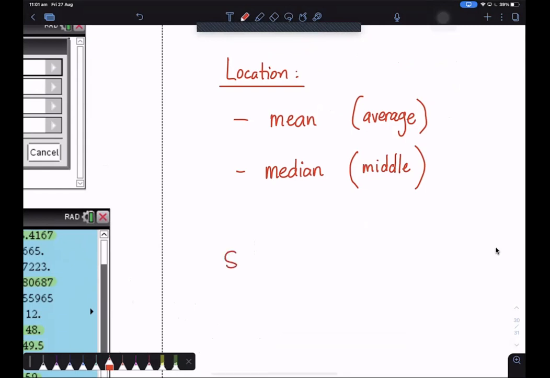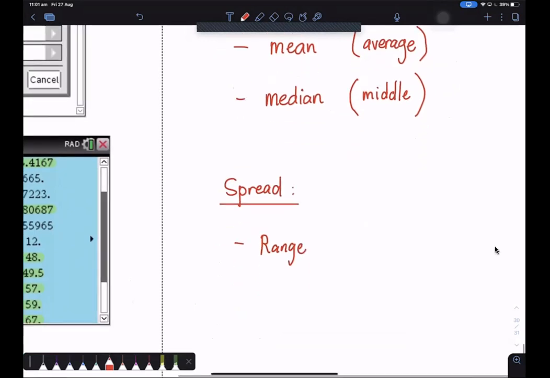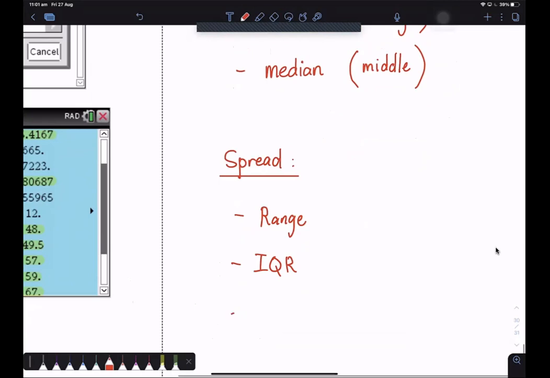I'll just quickly summarize here again, right? We've got the location and we've also got the spread. When you're calculating the spread, there's three things. You have the range, the interquartile range, and you have the standard deviation.